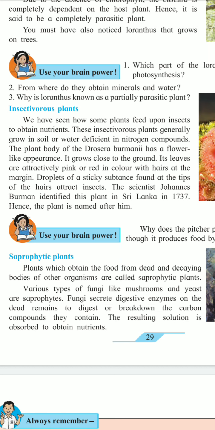Various types of fungi like mushrooms and yeast are saprophytes. Fungi secrete digestive enzymes on the dead remains to digest or break down the carbon compounds they contain. The resulting solution is absorbed to obtain nutrients. So the dead bodies of organisms, which contain a large amount of carbon, get digestive enzymes secreted by fungi. The examples shown here are mushroom and yeast, examples of saprophytes.